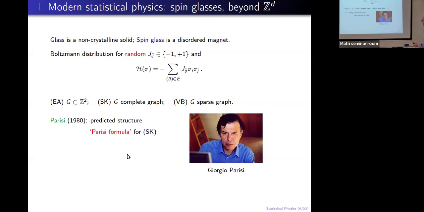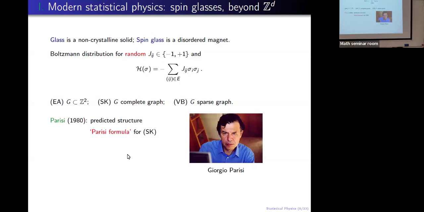Now, this is an example of a family of toy models for spin glass. The first model proposed was the Edwards-Anderson model in 1975. And this was for when the graph was Z^2. They proposed it, but nobody knew what to do with it. Nobody knew how to analyze it. And I think even up to today, even in physics, there is no consensus on a formula for the Edwards-Anderson model.